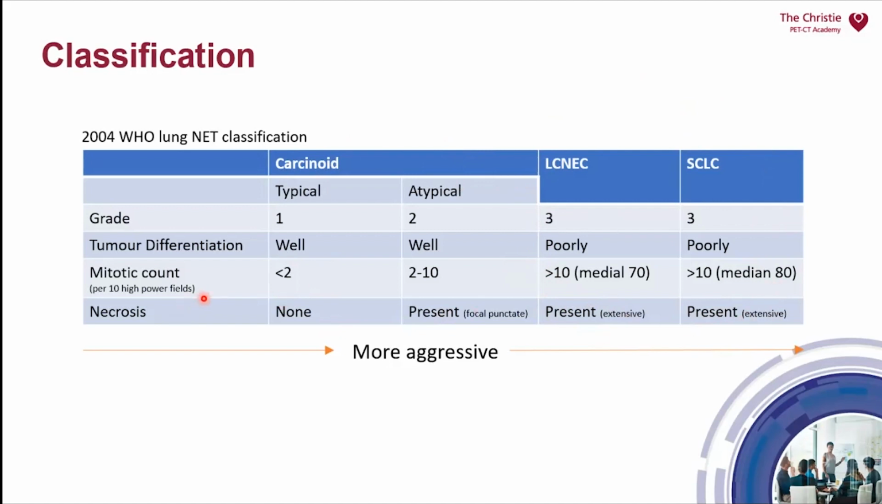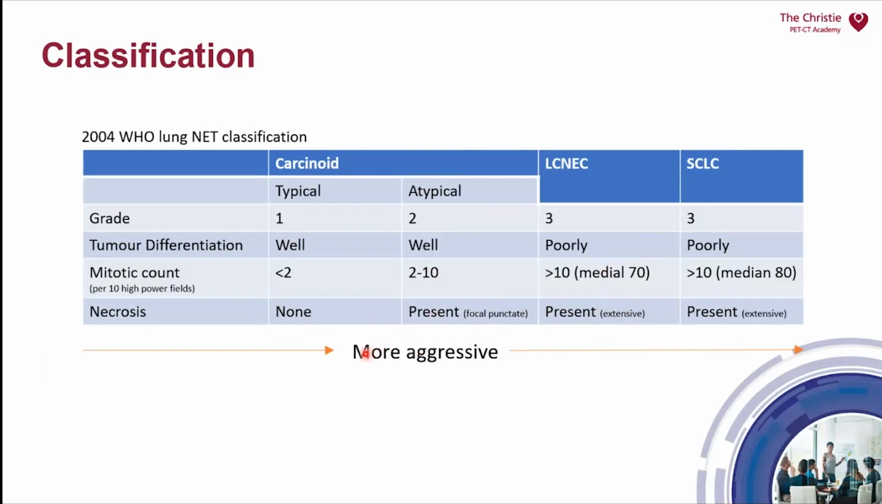Necrosis is when the center of a tumor becomes sort of mushy and almost rotten in the center. That happens because if tumors grow very quickly, they outstrip their own blood supply, and the center doesn't get enough oxygen, and it becomes mushy. So you have that happening in the more aggressive tumors and less so in the less aggressive tumors. So this is the way we characterize things.